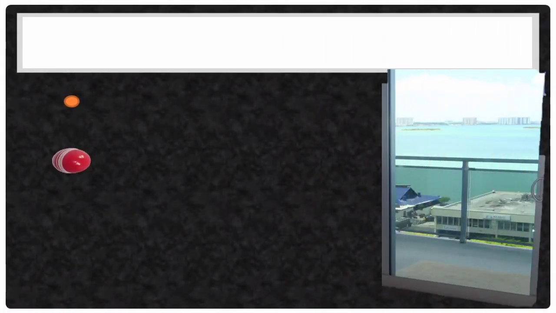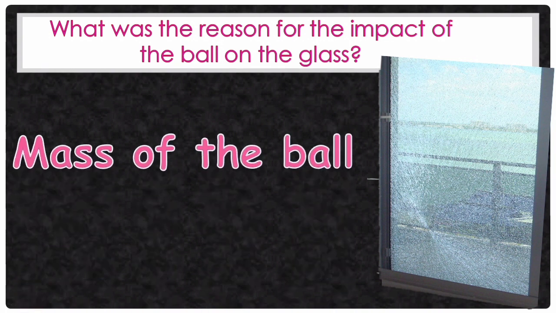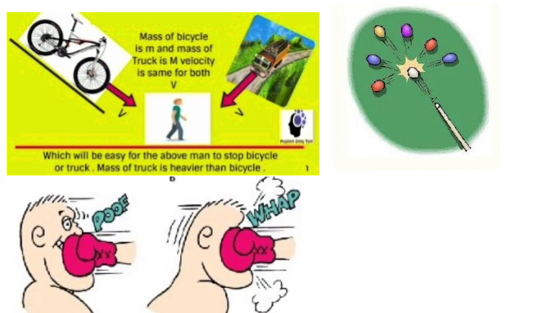Here you can see that there is a glass window. Let's see what happens if a small plastic ball and a cricket ball are thrown onto the glass window. You observe that the plastic ball didn't create any impact, but as the cricket ball was thrown onto the window, it broke. What is the reason for the impact of the ball on the glass? Why did only the cricket ball break the glass window? Yes, it is because the cricket ball is quite heavier than the plastic ball.